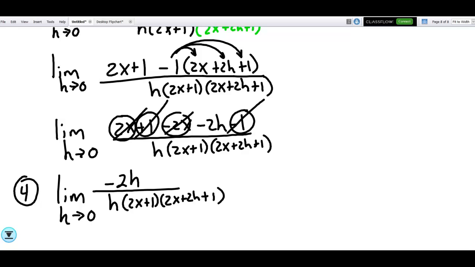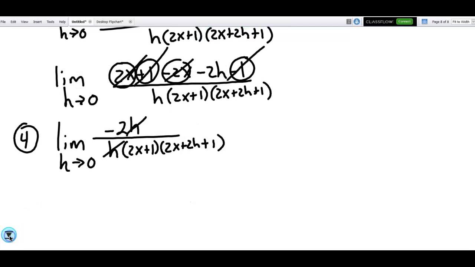Okay, so step 4 is to remove the discontinuity. In this case, the only thing that causes me a problem is this h right here. If I try to plug in 0, 0 times anything is going to be 0, so that makes the whole denominator become 0. But that's okay because I can actually remove that discontinuity because those are both factors that divide each other out. And so now we have the following.